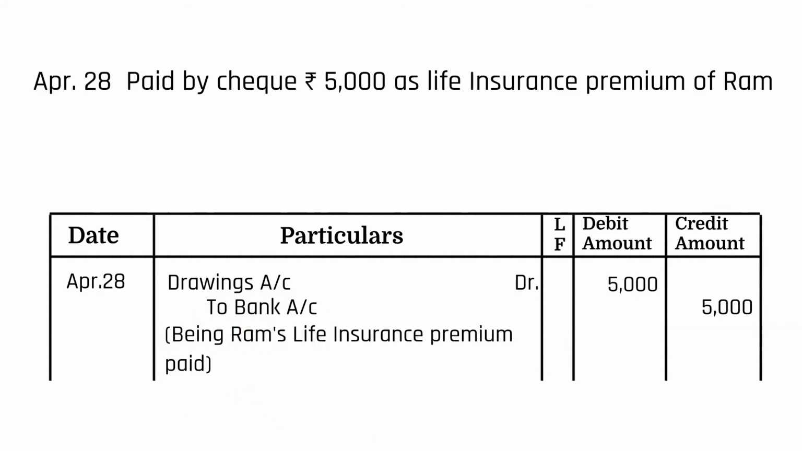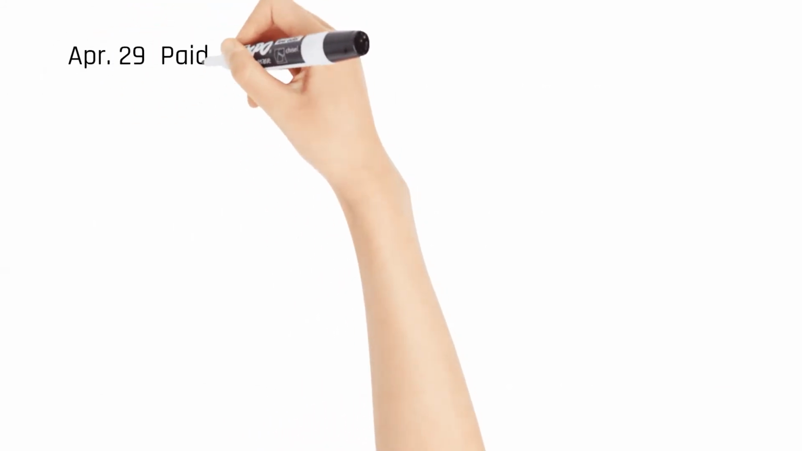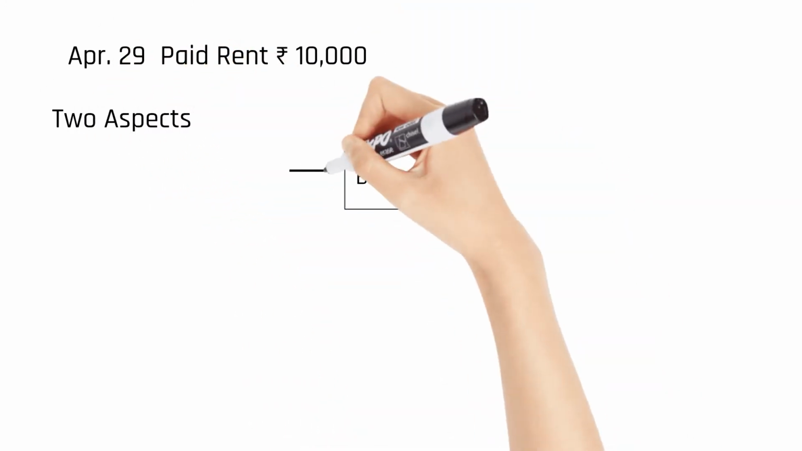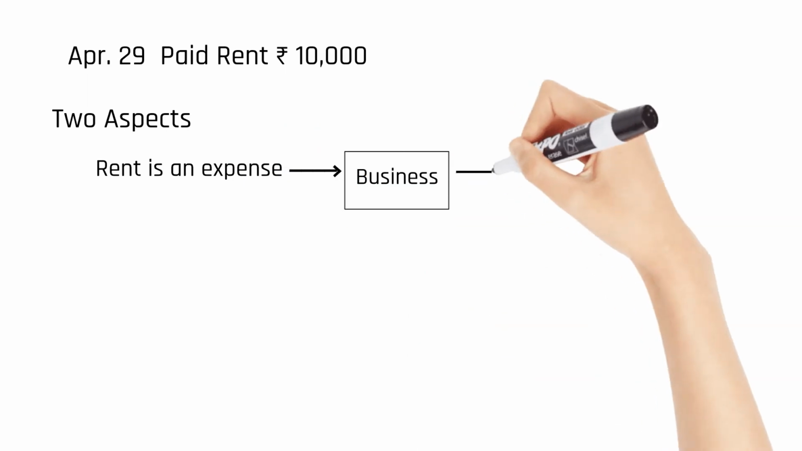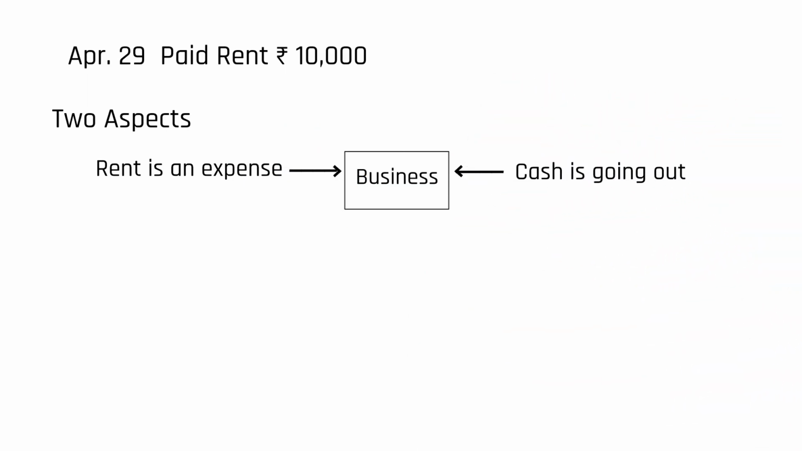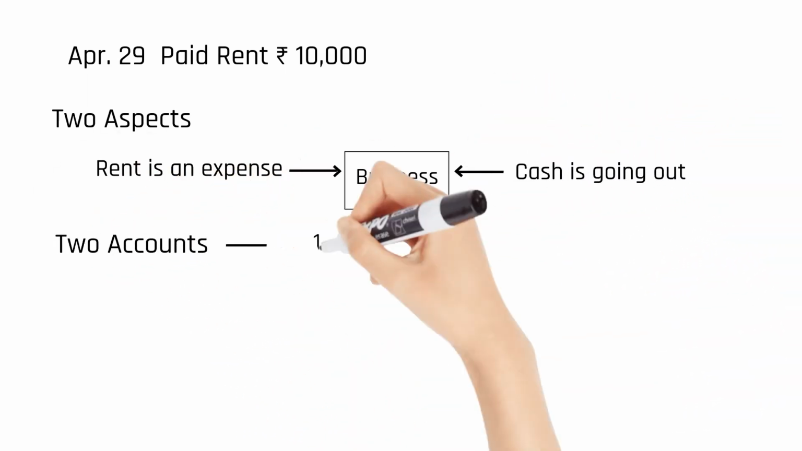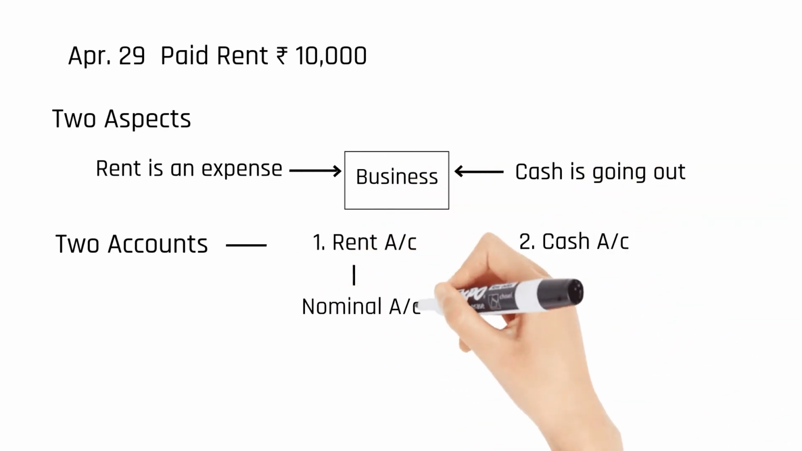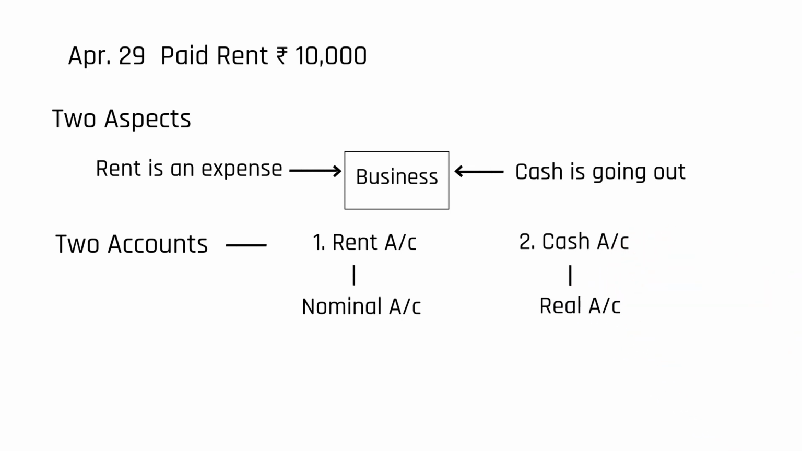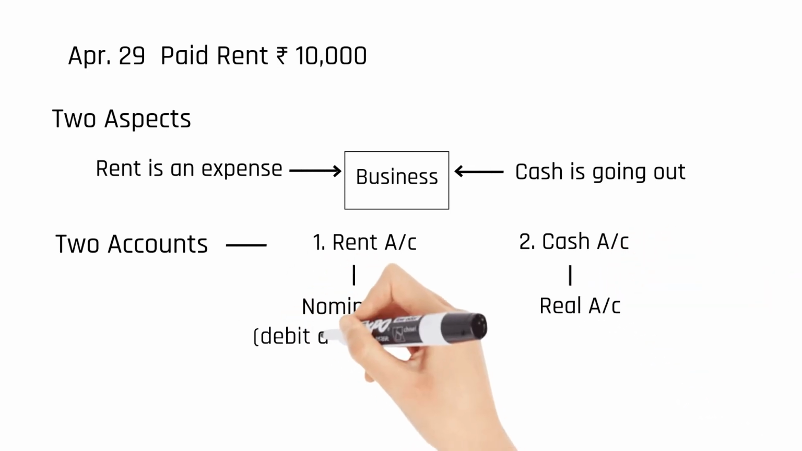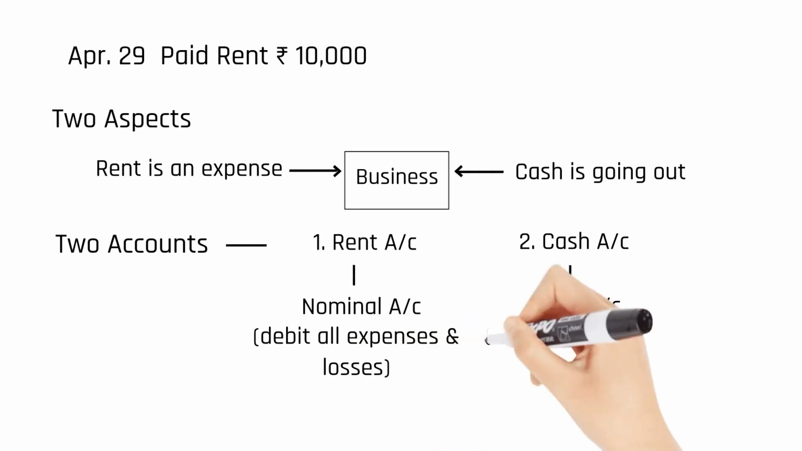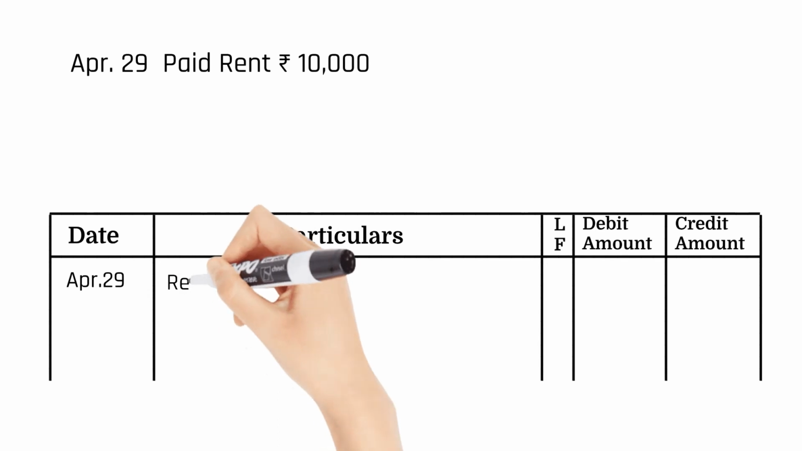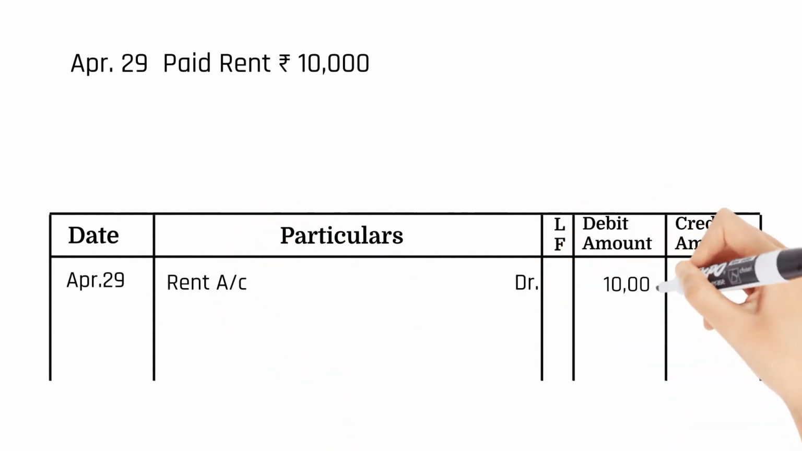On April 29, paid rent Rs 10,000. Here one aspect is rent is paid, and for the other, the word paid suggests cash is going out. So two accounts affected are the rent account and the cash account. Rent is a nominal account and cash is a real account. Going by the rules, rent is an expense, so debit all expenses and losses. And cash is going out, so credit what goes out. Entry becomes rent account debit to cash account, being rent paid.